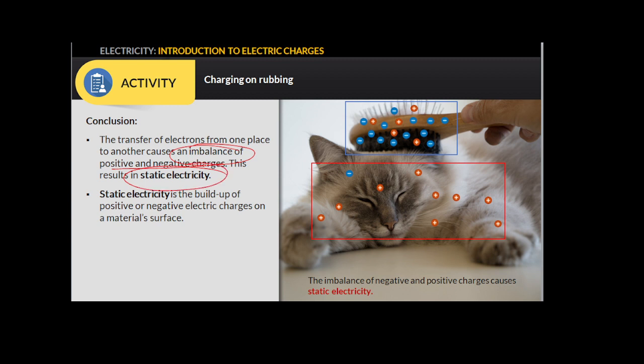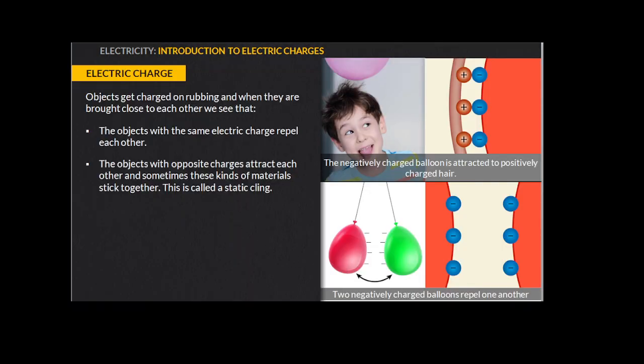This imbalance of charge between two things or two objects is called static electricity. So an imbalance of negative and positive charge causes static electricity. Clear? Now let's see the answers to all the questions that we saw in the beginning, in the starting. So objects get charged on rubbing, that is very clear. Now when we bring the objects close to each other, they get charged.